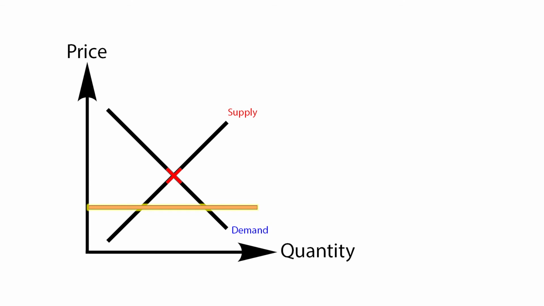So what does that mean then? If a market is working at equilibrium, it means supply and demand are the same and that they work together. So let's put that into practice then.